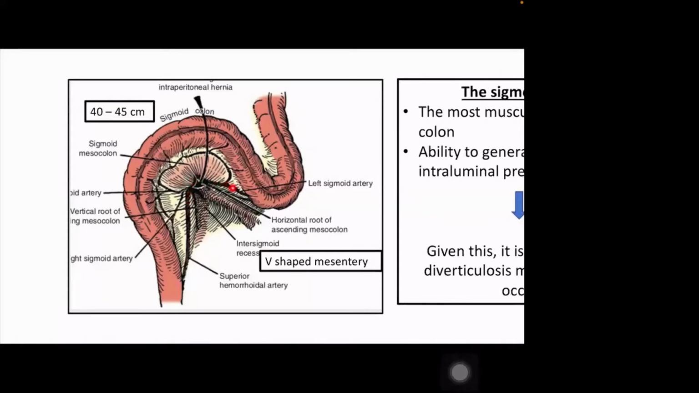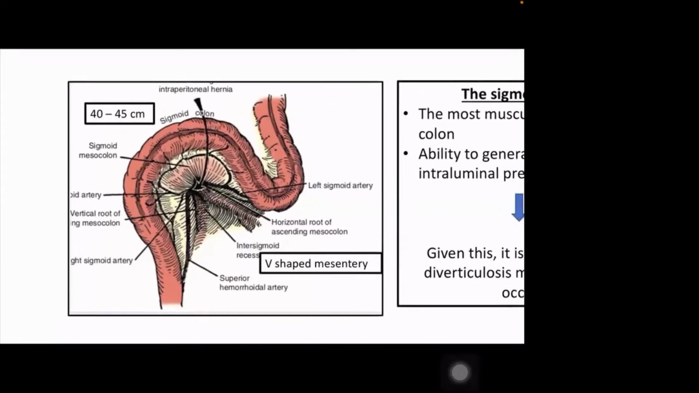It goes to the left iliac vessel, and between the sigmoid colon and the posterior retroperitoneal aspect, there is a recess. This is called the intersigmoid fossa, in which you can find the left ureter intraoperatively. So the intersigmoid fossa is an important anatomical landmark for identifying the left ureter before doing any left-sided colonic surgery. Fine.